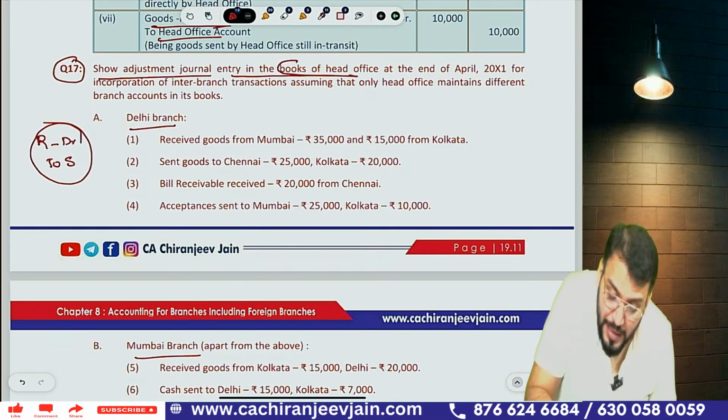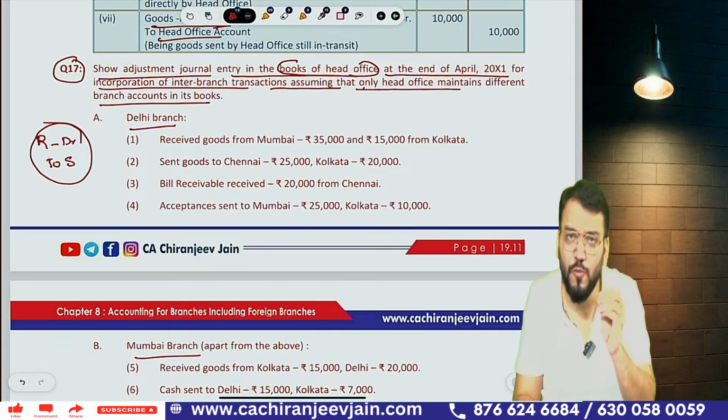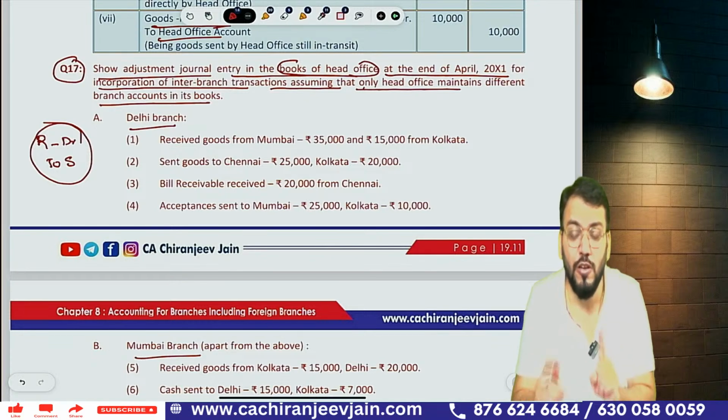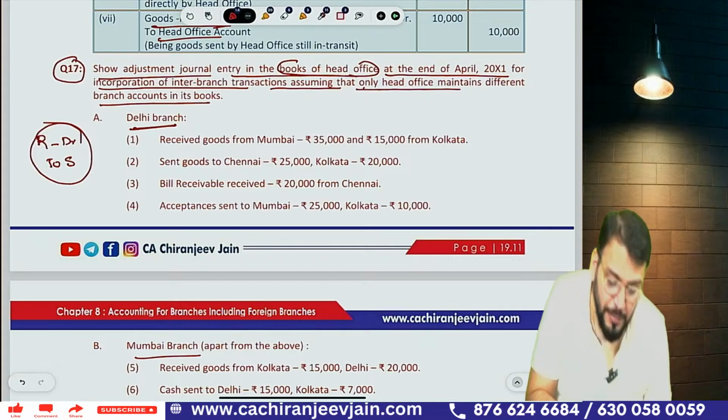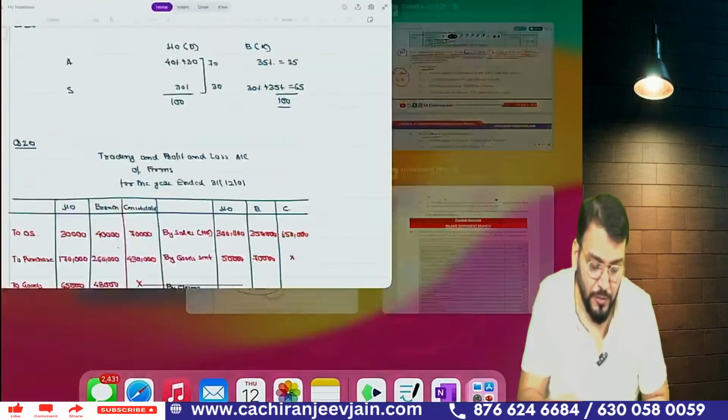In the books of head office at the end of April 2001, for incorporation of inter-branch transactions, assuming that only head office maintains different branch accounts. Only, because head office will maintain the branch accounts. Branch will not maintain any other branch account. For example, Delhi branch. So how to prepare that reconciliation statement? I'll just inform you with the solution.